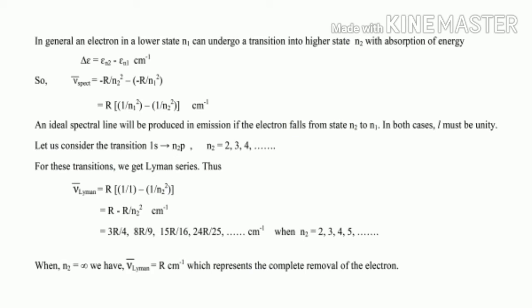So let us consider the transition 1s to n2p, where n2 is equal to 2, 3, 4 and so on. For these transitions we get the Lyman series. Therefore we can write ν̄ Lyman = R(1/1² − 1/n2²), which is equal to R − R/n2² cm⁻¹. Now when we substitute n2 equal to 2, 3, 4, 5 and so on, we get ν̄ Lyman equal to 3R/4, 8R/9, 15R/16, 24R/25 and so on cm⁻¹. When n2 is equal to infinity, ν̄ Lyman is equal to R cm⁻¹, which represents the complete removal of the electron.